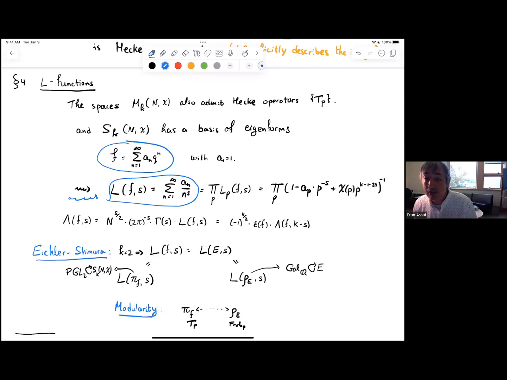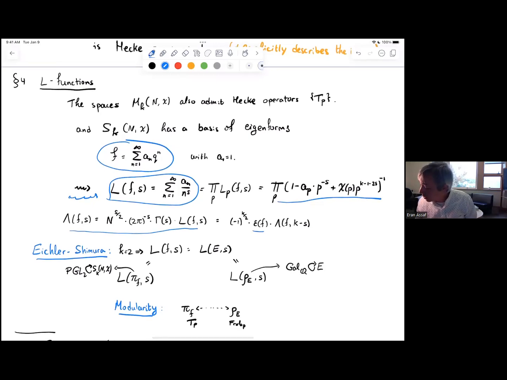The fact that f is an eigenform and these Hecke operators commute tells us that the coefficients a_n are multiplicative, which tells us that this L function has an Euler representation as an Euler product, and we can write this Euler product explicitly in this form. This gives rise to a completed L function, written right here, which satisfies a certain functional equation. Here epsilon of f is the sign of f under some operator, which depends only on f.